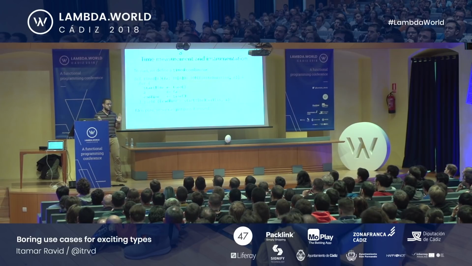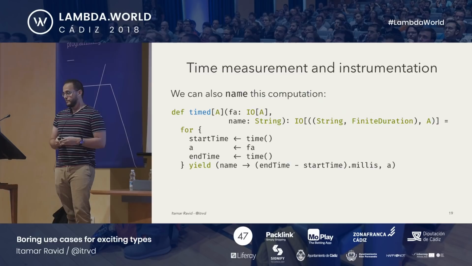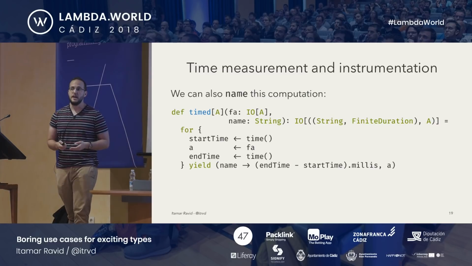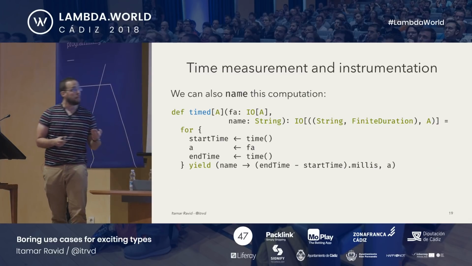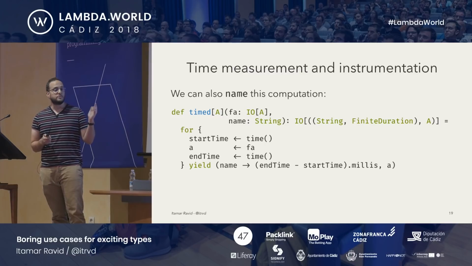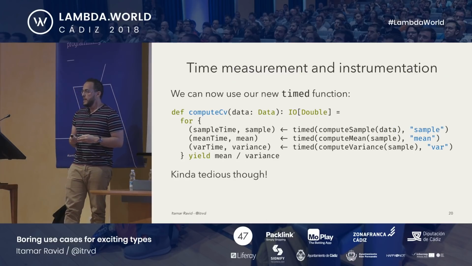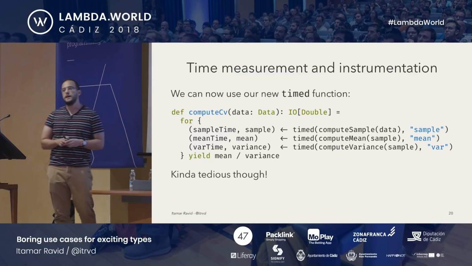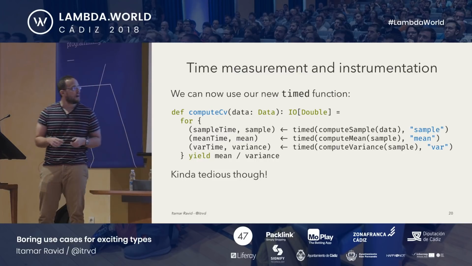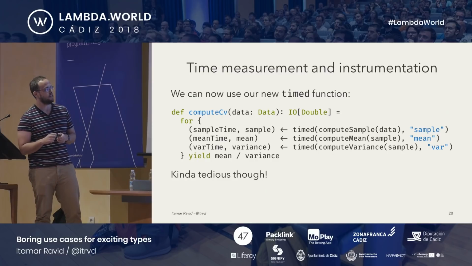It's a value. There's nothing wrong with that. This is not a future that is already running. So we can also name this computation. We can also give it a name and return a tuple of a string and a finite duration along with the A.